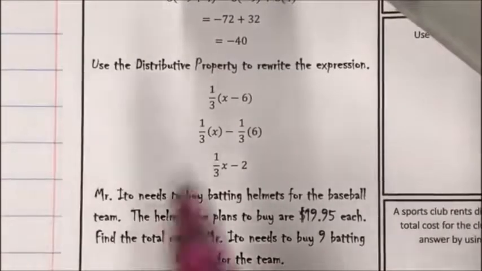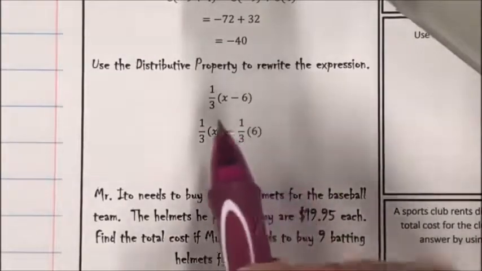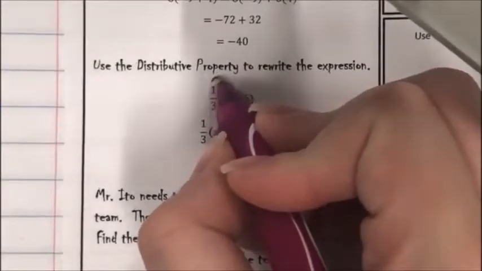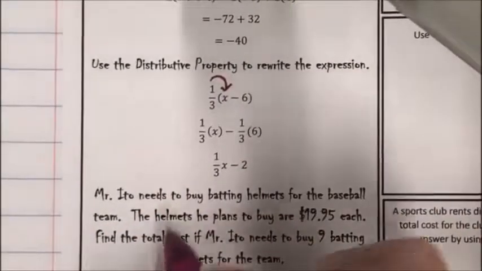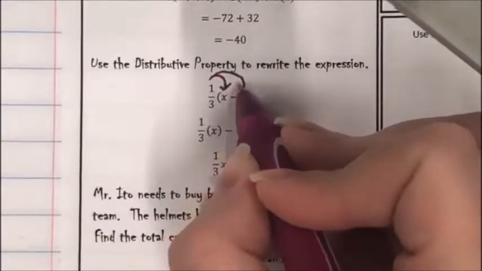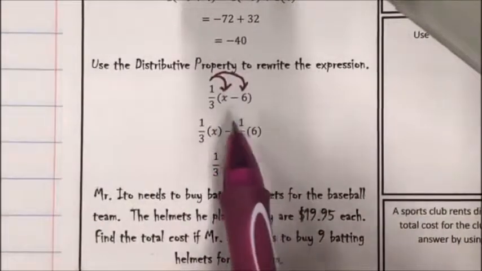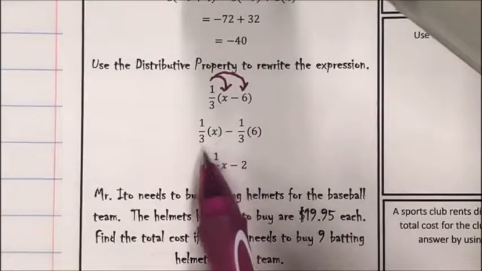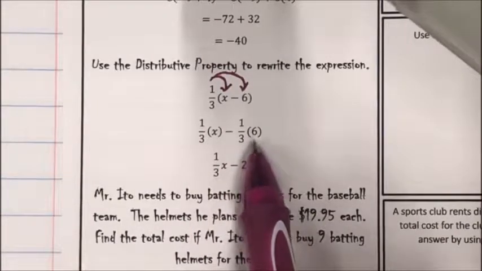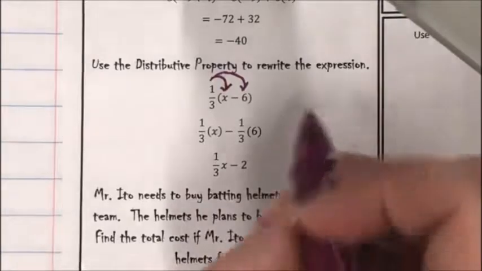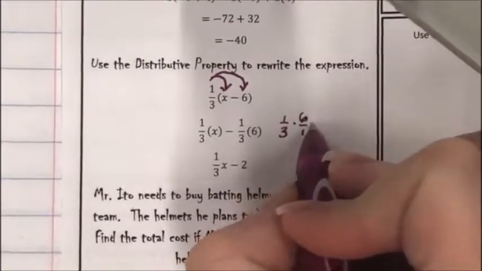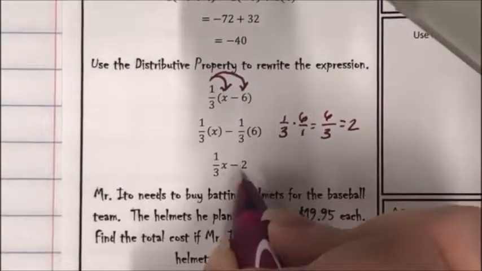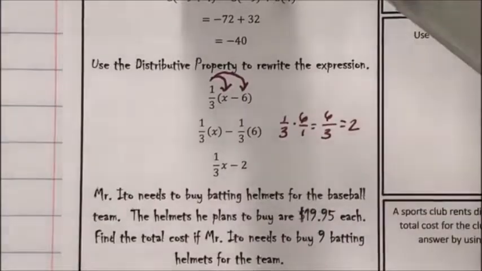I can also use the distributive property to rewrite the expression. So I have 1/3 times the quantity x minus 6. I'm going to multiply the 1/3 times x and the 1/3 times 6. When I do this, 1/3 times x gives me 1/3 x, and 1/3 times 6 is 6 over 3, which equals 2. And my sign in the middle is just going to stay the same.